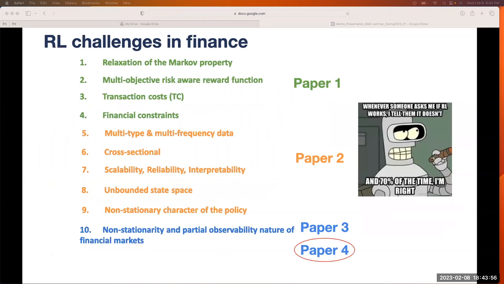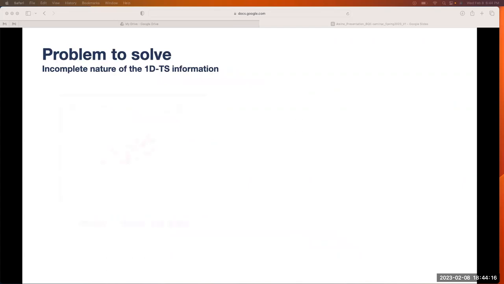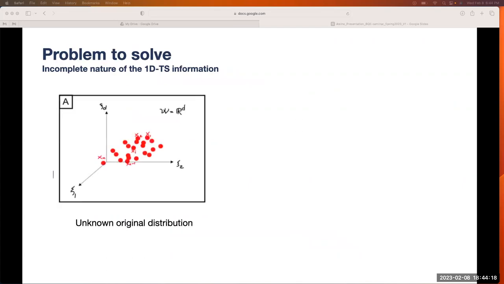So the phase space allows us to study and to address the non-stationarity and the partial observability of financial markets in particular. But this work applies to many other dynamical systems based on time series data. Okay. So fundamentally, a one-dimensional time series is an observation of an underlying true dynamical system, which may not be known.